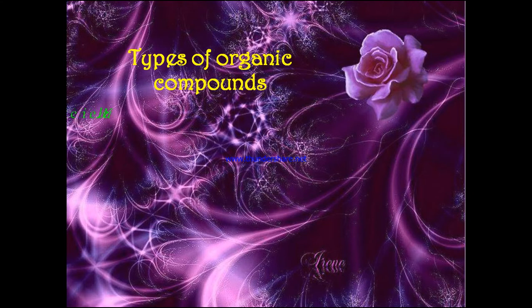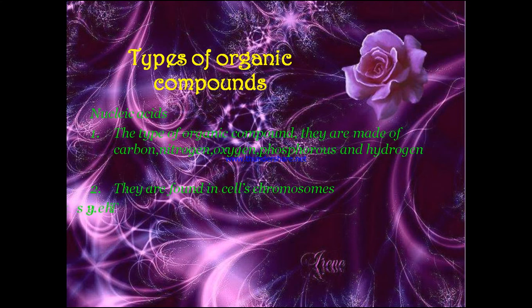Types of organic compounds. The main important type of organic compound is nucleic acid. It is a type of organic compound. They are made of carbon, nitrogen, oxygen, phosphorus, and hydrogen. They are found in cells' chromosomes.